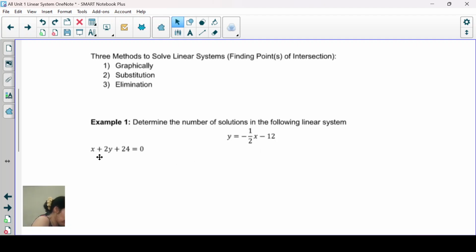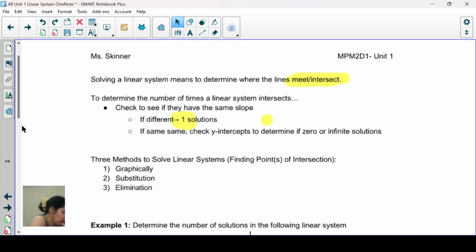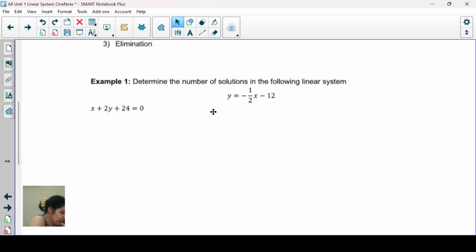Number of solutions. So we need to find whether they have the same slope or different slope. So remember here, to determine the number of times the system intersects, check whether they have the same slope or different slope. So we need to check the slope of these two.